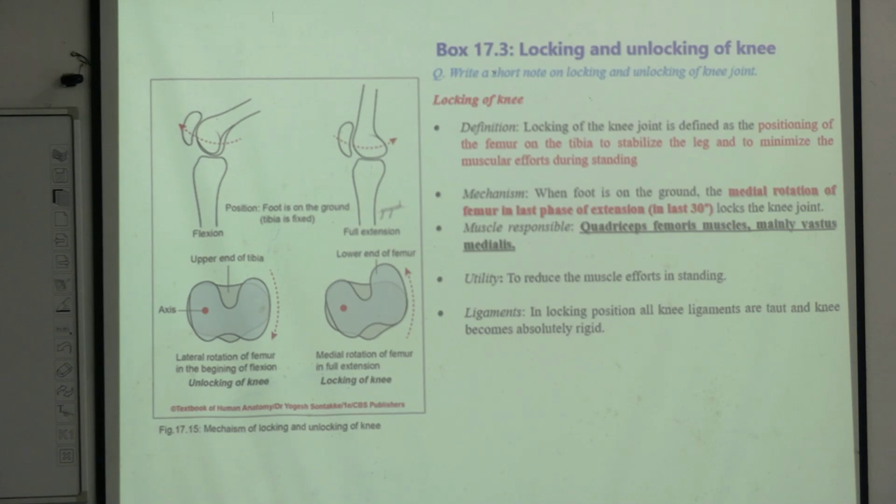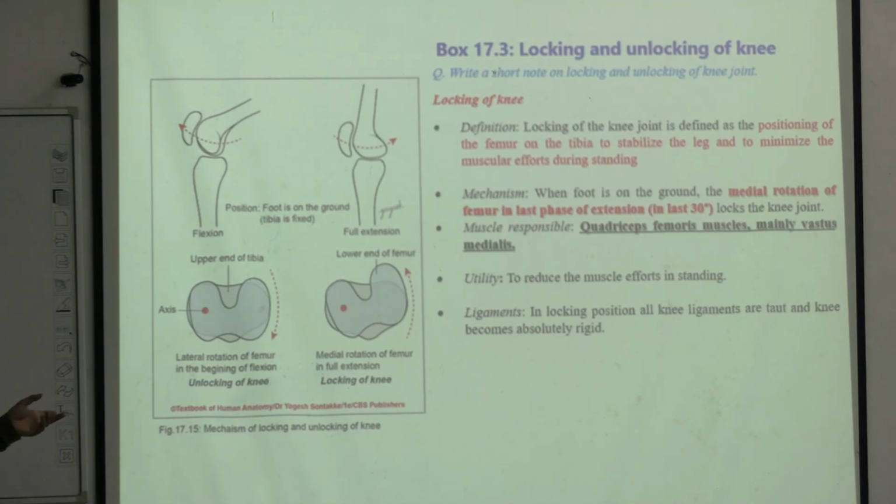So, again, what is locking? That you have to define. What happens here is the medial movement of the femur. In which phase of knee joint movement? At the last phase of extension. Which muscle is assisting? The vastus medialis. Opposite to locking is unlocking. It happens at the beginning phase of flexion, that means when you start to walk. It is the opposite movement of locking, that is lateral movement of the femur on the tibia. What muscle is assisting it? The popliteus. So, this is what we have.